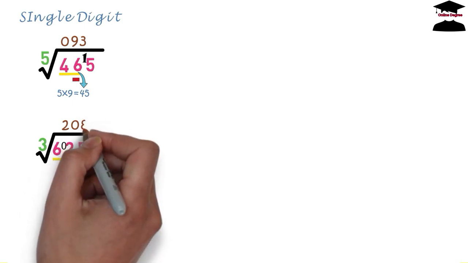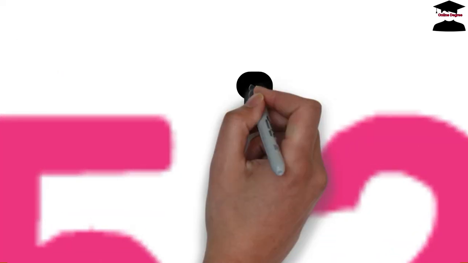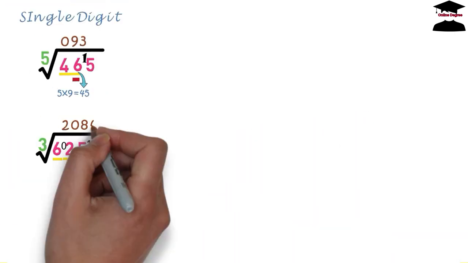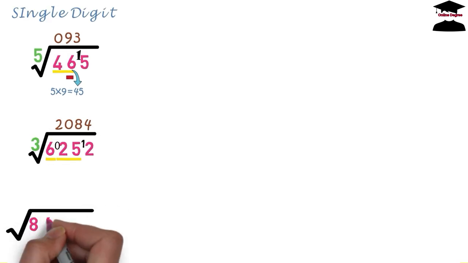3 times 8 is 24, closer to 25, and then subtract 24 from 25. Remainder is 1, which I'm going to add with my next digit. So it's going to be 12, which you know 3 times 4 is 12. So this is going to be your answer. See, everything is happening only in that bracket. Everything happening in the same line.